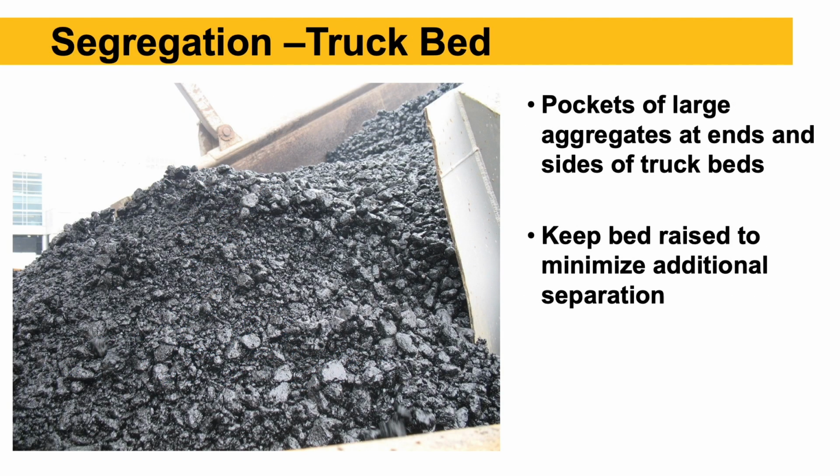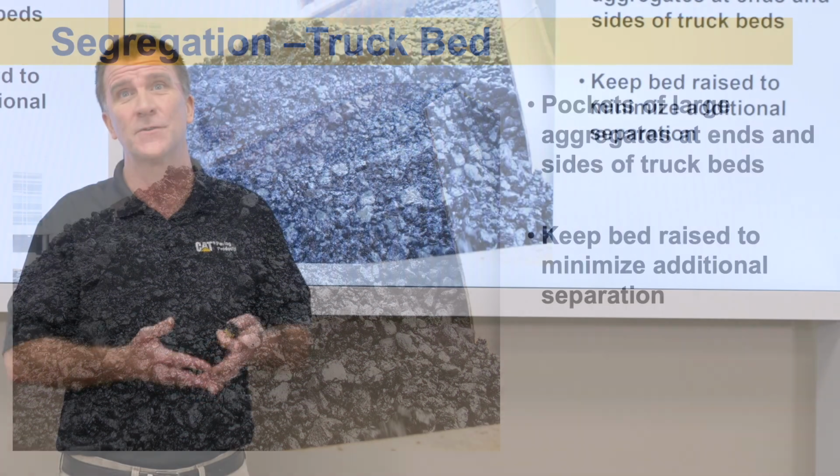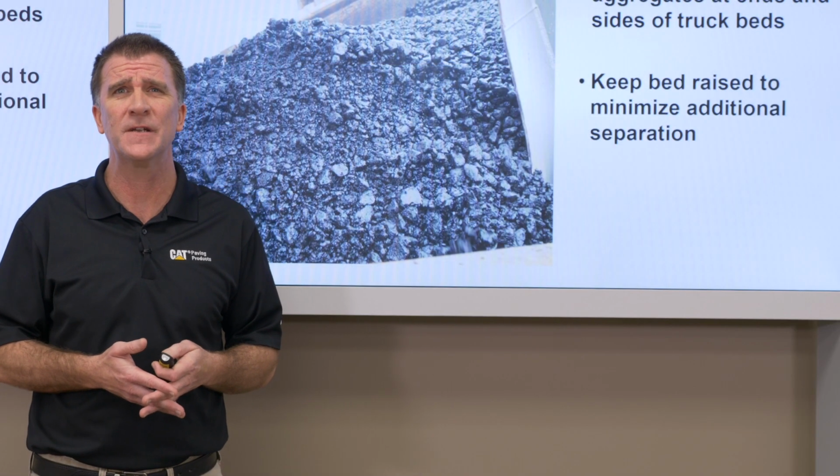This picture is just showing the large rock being the first thing on the edges of the truck bed and in the corners as that truck bed is raised to dump into the hopper. So again, you can see all the large rock in this picture toward the edges, and even on top, depending on how careful they are loading the truck at the plant. Sometimes the goal of the plant operator is to get the maximum load in that truck, so they're hauling a full load, so to speak.